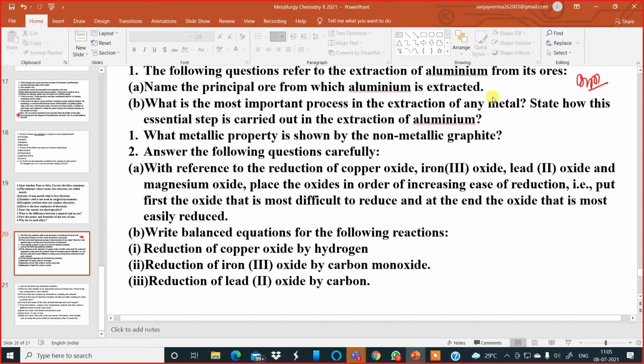Number B. What is the most important process in the extraction of any metal? Okay. State how this most important process is carried out. It is what? Concentration of the ore. Concentration. Okay. State how this is to be carried out in the extraction of aluminium. That you find out.